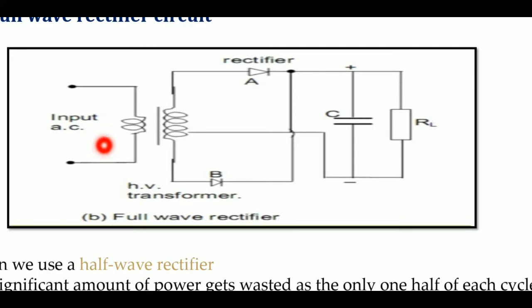So next, what will happen? Second case, during the negative half cycle of the AC voltage. Negative half cycle means terminal 1 will be at a negative potential, the center tap will be at zero potential, and terminal 2 will be at a positive potential. If it is at a positive potential, which diode will be forward biased? Diode B will be forward biased, and it will allow the current to flow through it, and in that case diode A will be reverse biased. It will block the current. Is it right?